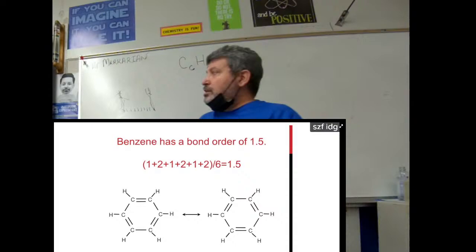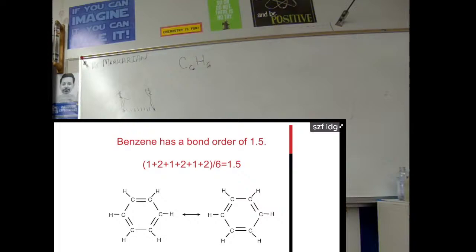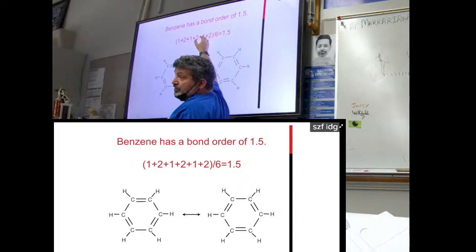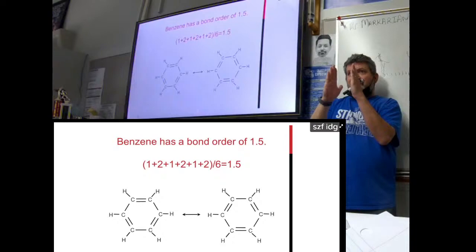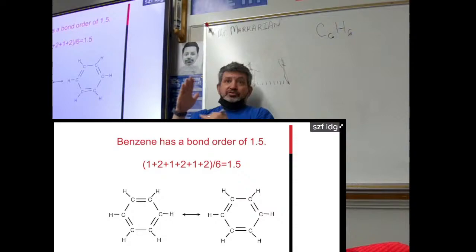Okay, so we've got our single, double, so it's 1 plus 2 plus 1 plus 2 plus 1 plus 2, and there's 1, 2, 3, 4, 5, 6 carbons in there. So we just add up all the different single and double bonds in this thing, divide by six, and we get a bond order of 1.5. So that bond is not quite as short as a double, not quite as long as a single, it's somewhere in between, and we draw the alternating bonds to show that. Okay, with organic chem, it's really tough.